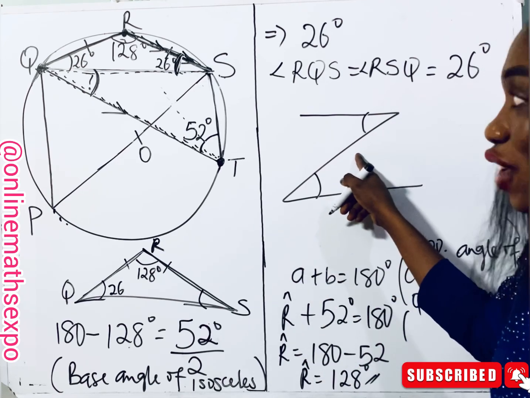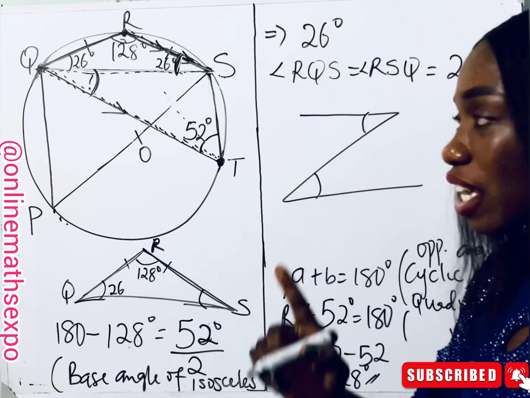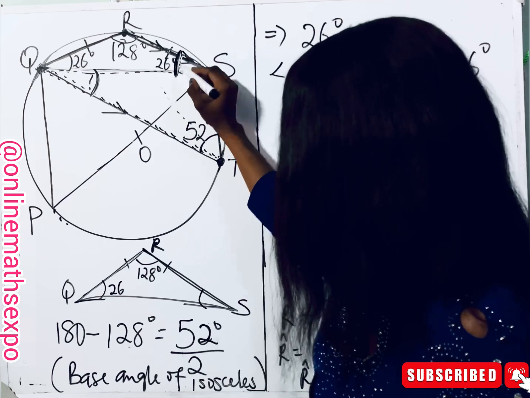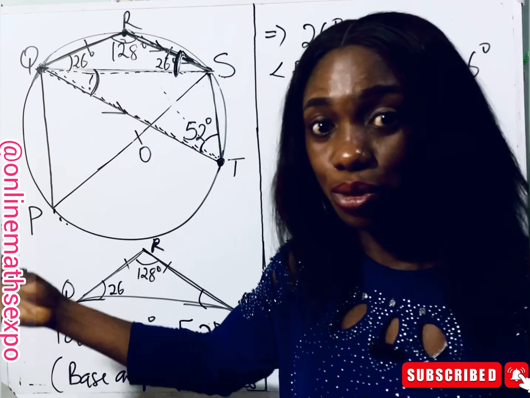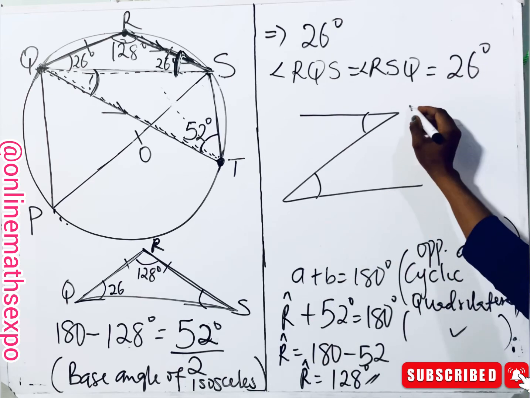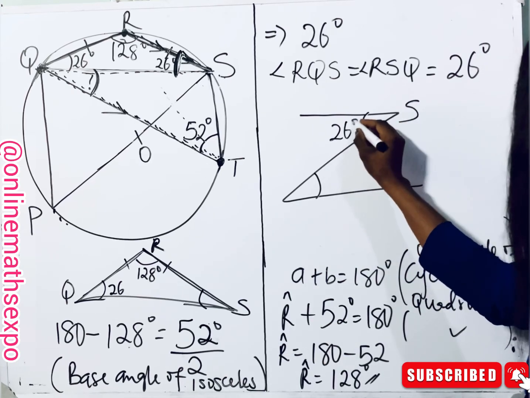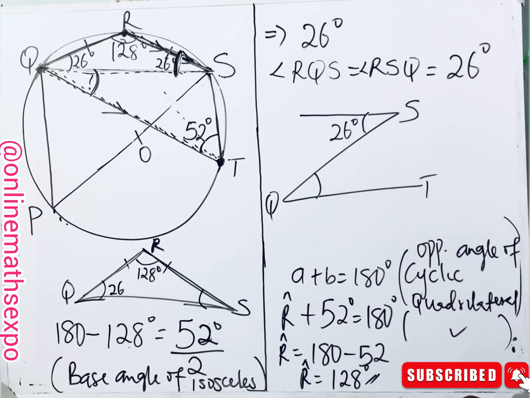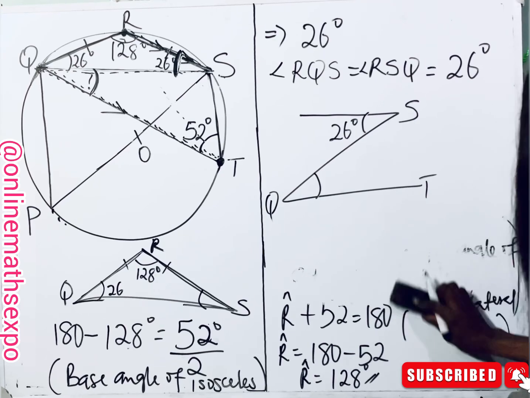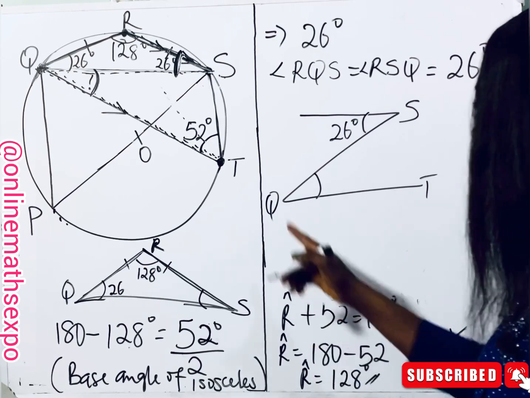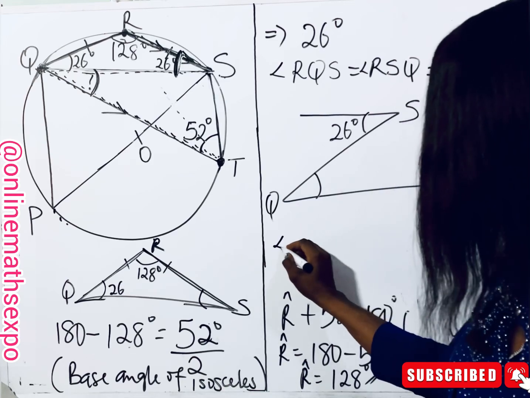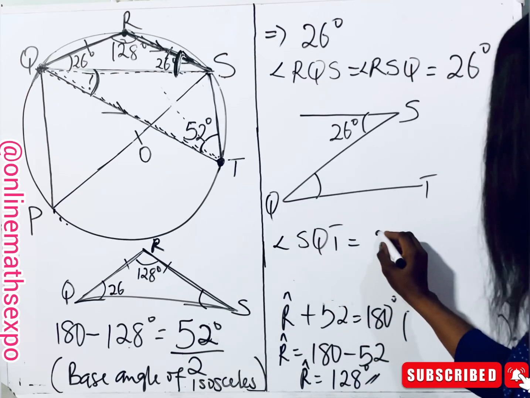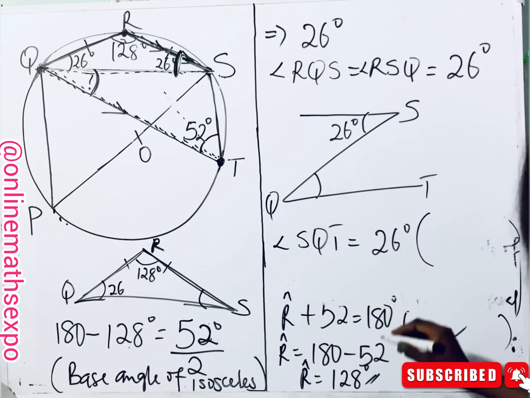Since the question said find SQT, having gotten this angle as 26, it will help us to find this, obeying the rule of alternate angles. We have seen that here is S and it is 26 degrees. So let's answer that question. You see how to answer it. Angle SQT will now be equal to 26 degrees. Your reason is what?